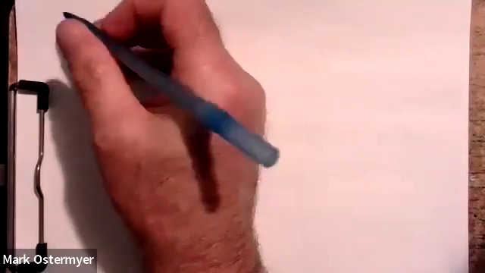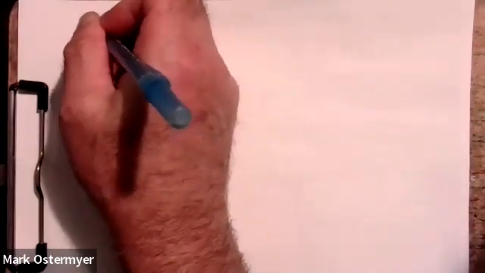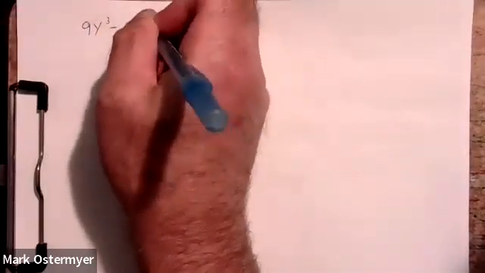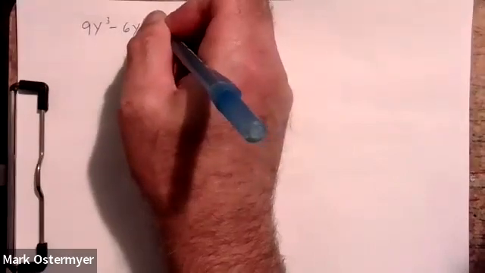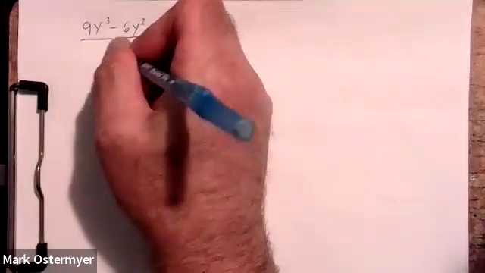All right, I'm going to do a couple more problems out of section 5.3. We're dividing polynomials. I'm going to try to take 9y cubed minus 6y squared plus 8, and I'm going to try to divide this by the binomial 3y minus 3.